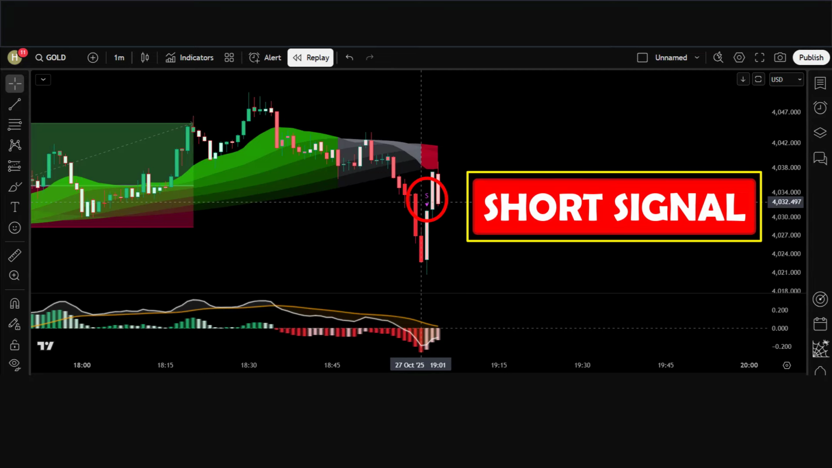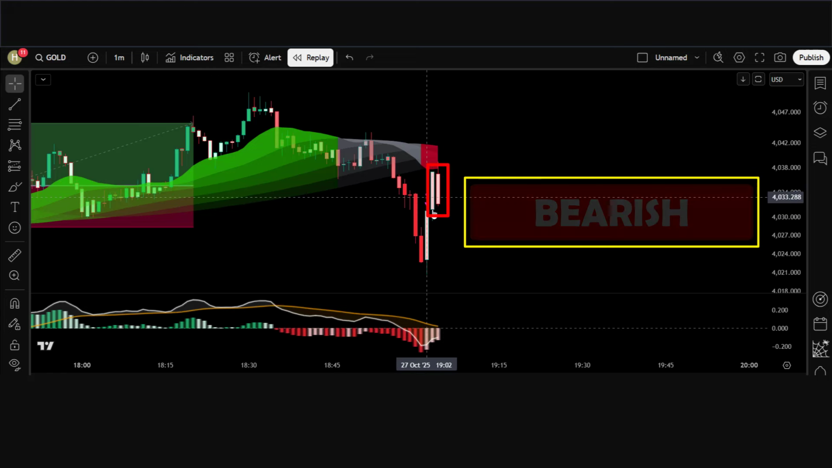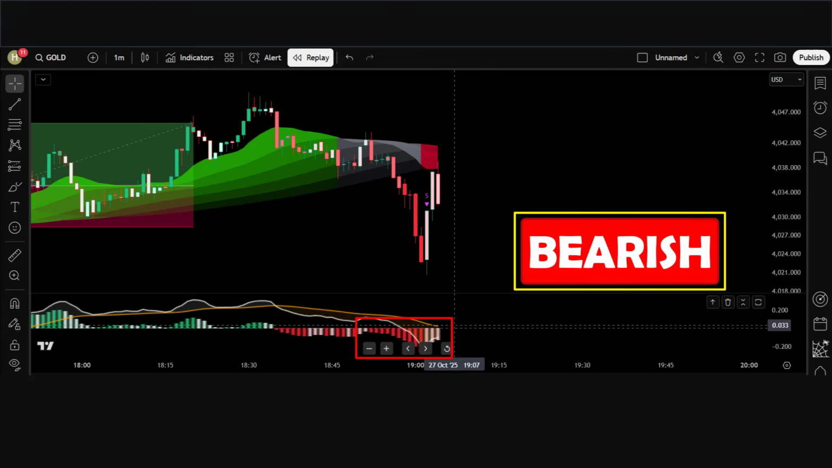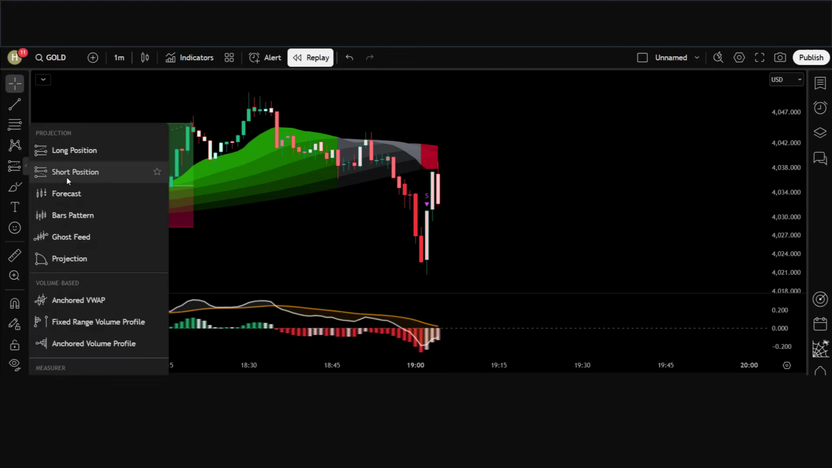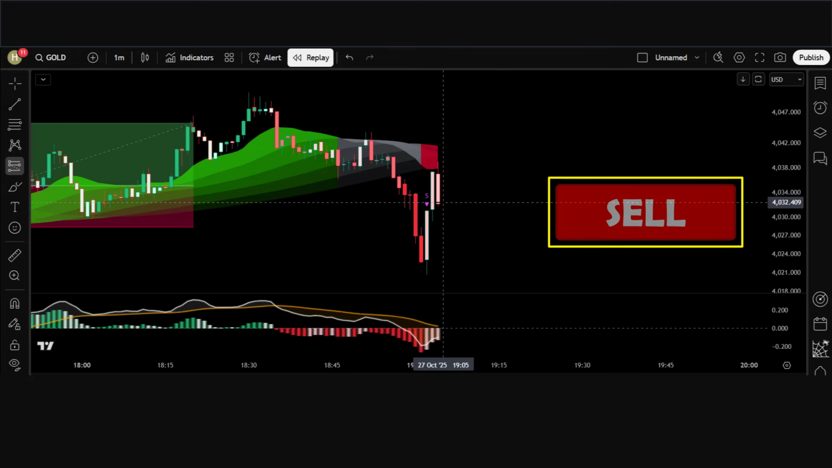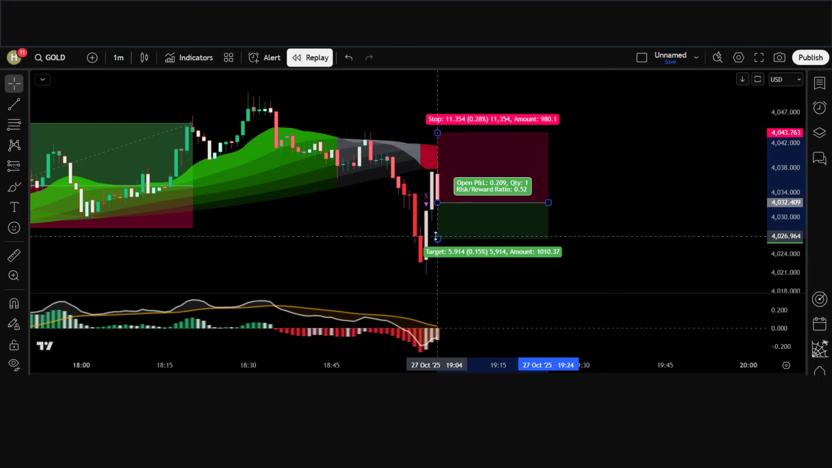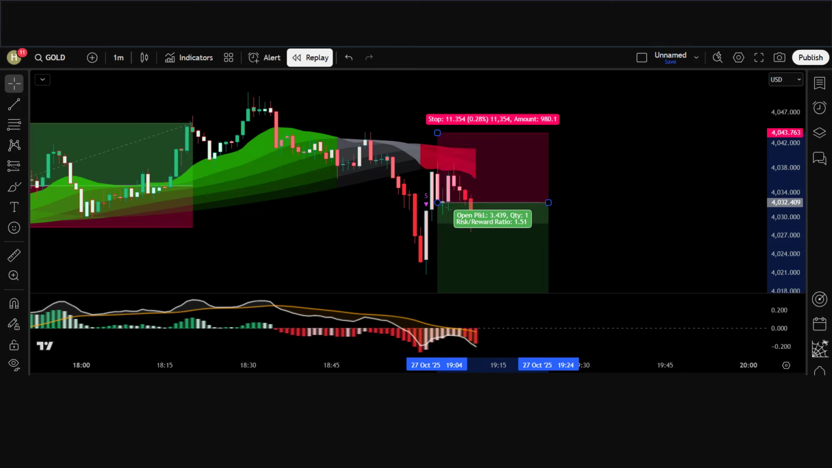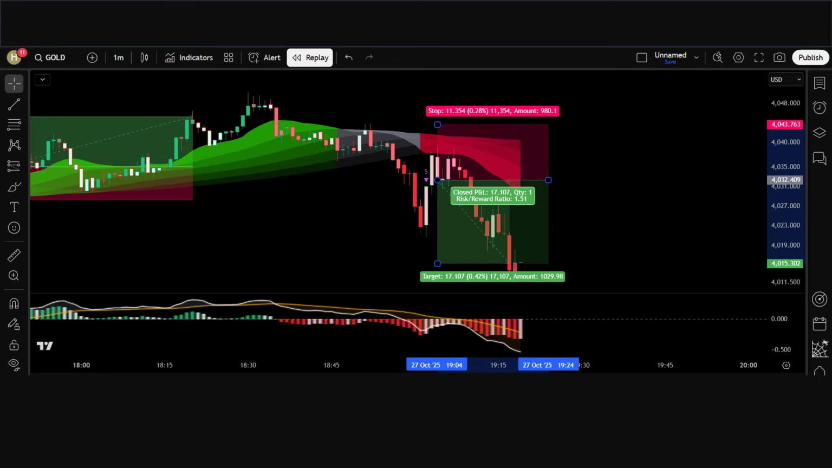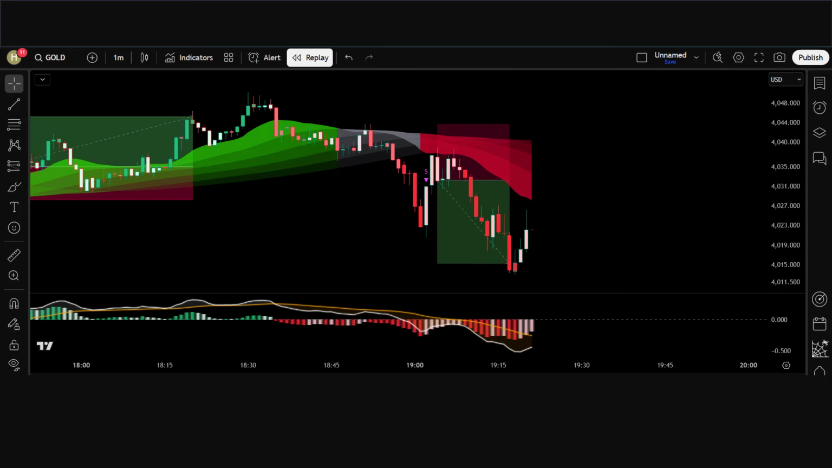When the T3 striped cloud indicator gives us a short signal, when the market has created a bearish candle, when the columns of the Momentum Ghost Machine indicator are bearish, so all these conditions are met, then we have to take a sell order. Place your stop loss at the current market's higher level, and the risk to reward ratio will be 1:1.5. Let's see what happens to our trade. We have won the trade. Let's find the next trade.